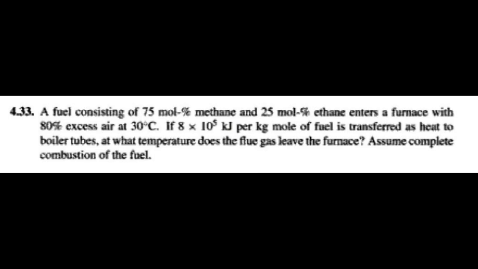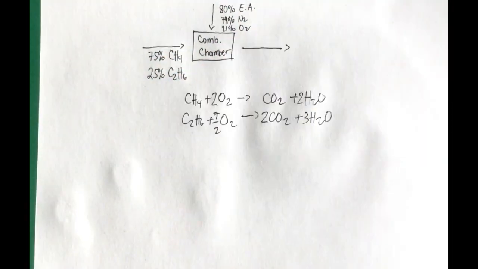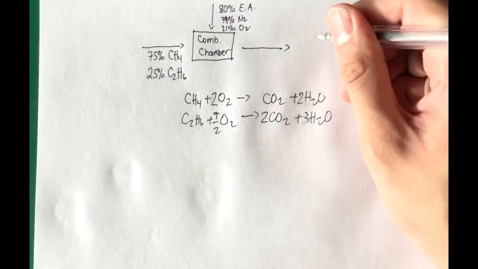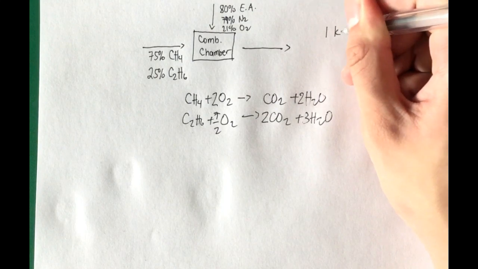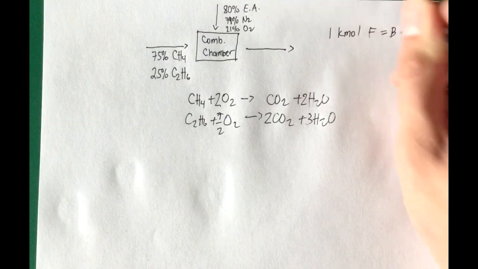Now, we're going to be analyzing problem 4.33 of SVA, which states... so let me just write the combustion reactions right here below. Now let us consider what the products are. So we are assuming complete combustion, and to make things simpler, we're just going to assume a feed of 1 kilomole. This is our basis.